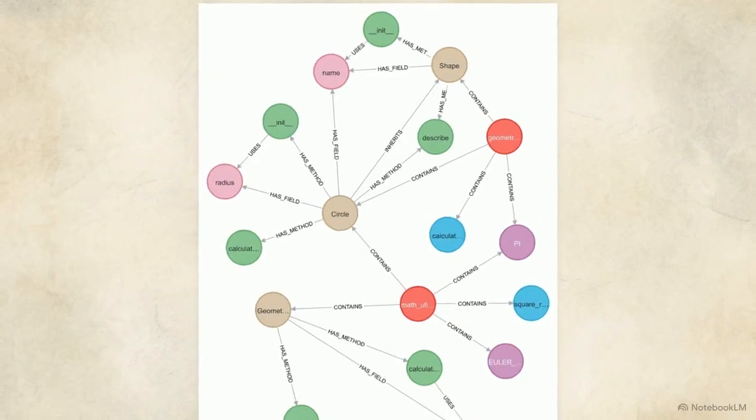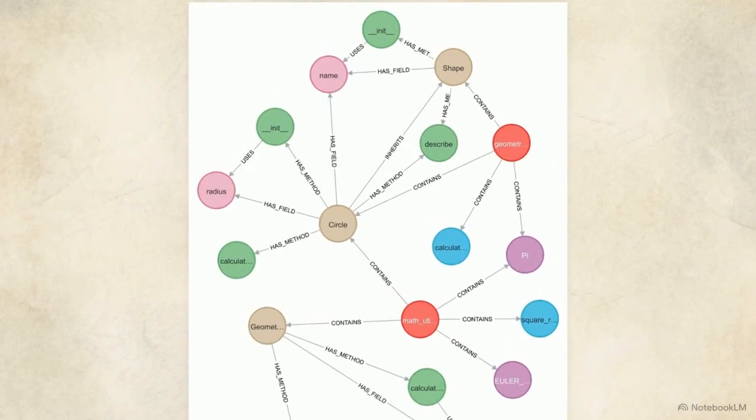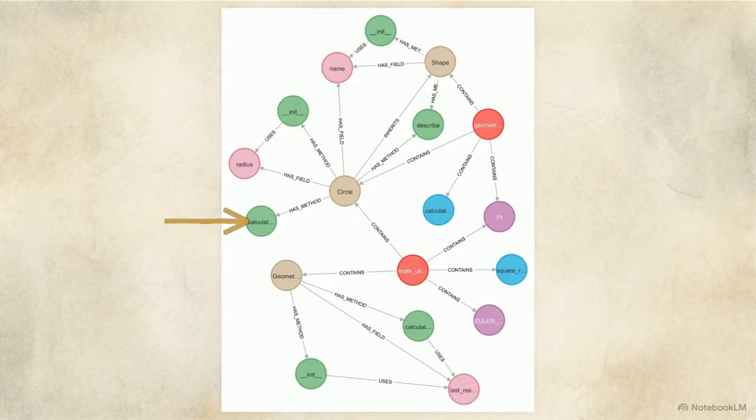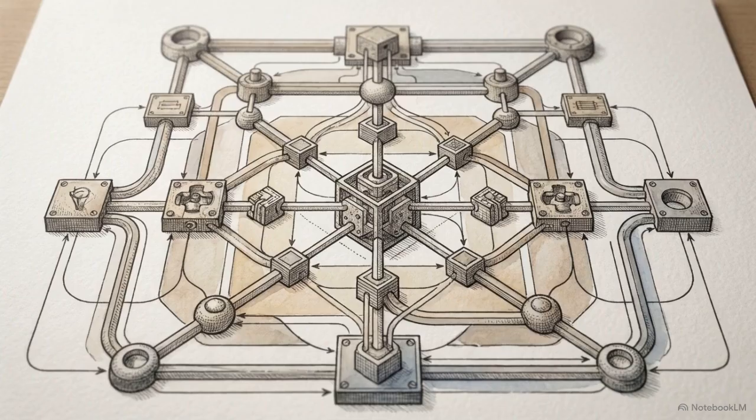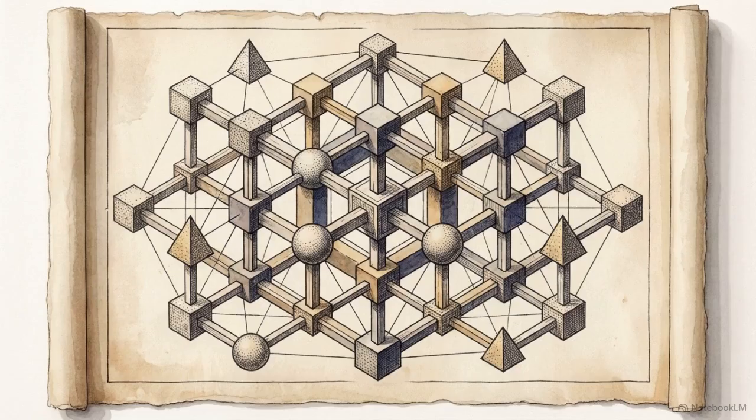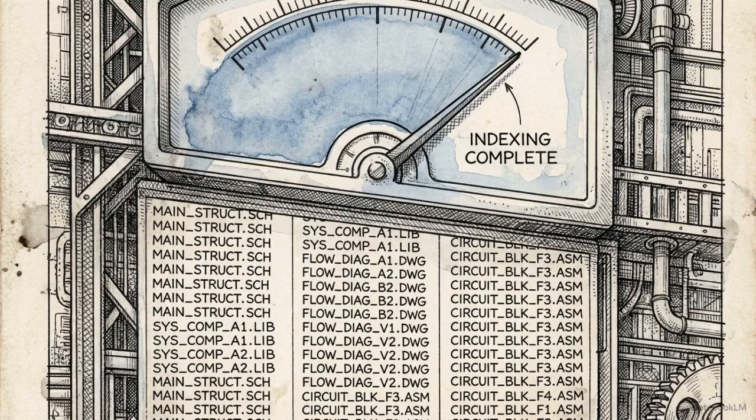Looking at the top network diagram, we can see this translation in practice. The text string defining the circle class transforms into a distinct structural entity, represented by the brown node. The gray arrow pointing to the brown shape node explicitly maps that the circle inherits properties from that shape. We can trace functional dependencies the same way. The green node representing the calculate area method follows a uses edge directly to the purple node representing the global variable PI. This schema strips away the ambiguity of natural language. It forces the AI system to view the codebase exactly as the software compiler does, as a network of strict logical dependencies. To map a large codebase, the system performs a shallow indexing phase.